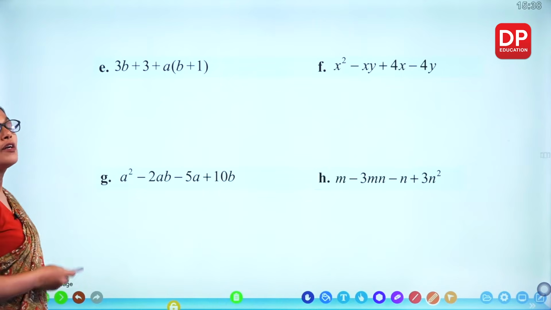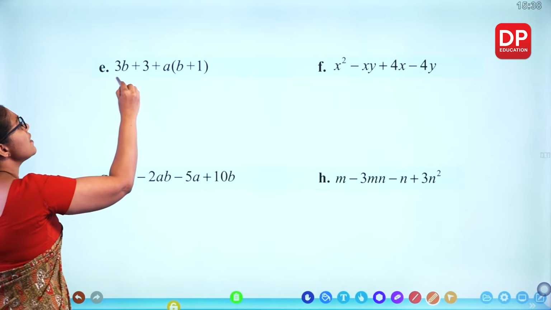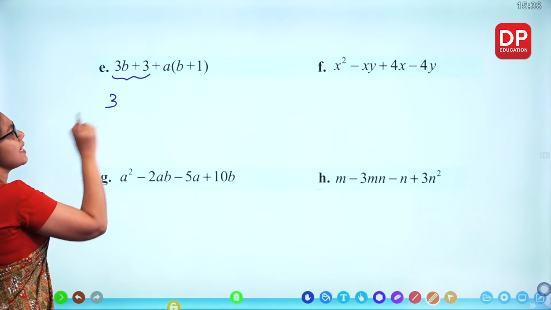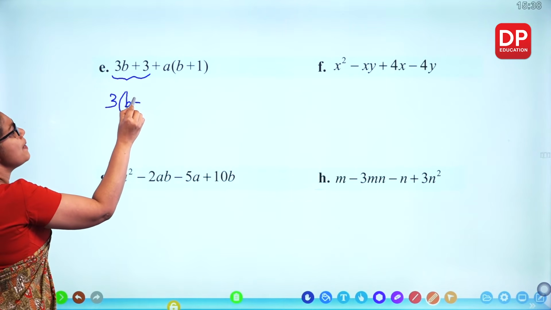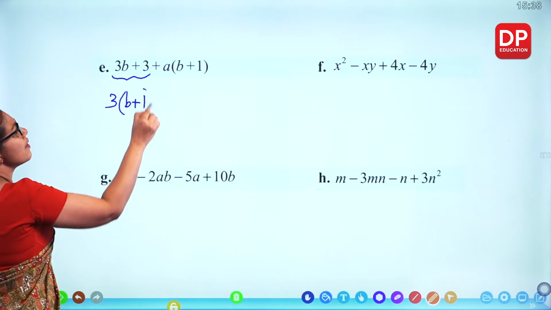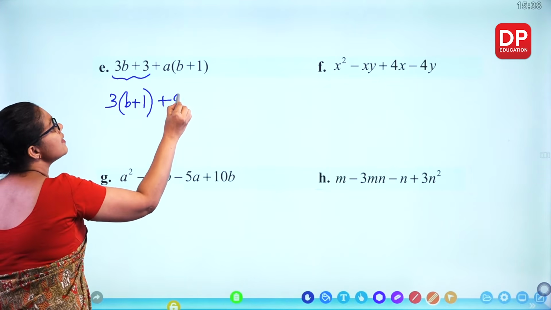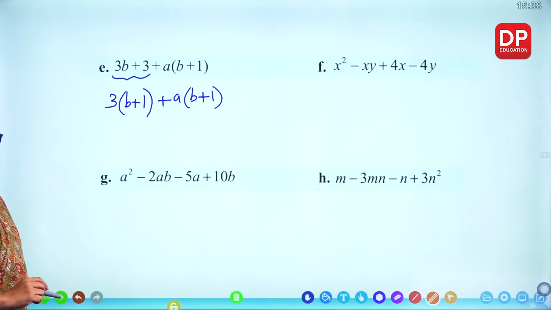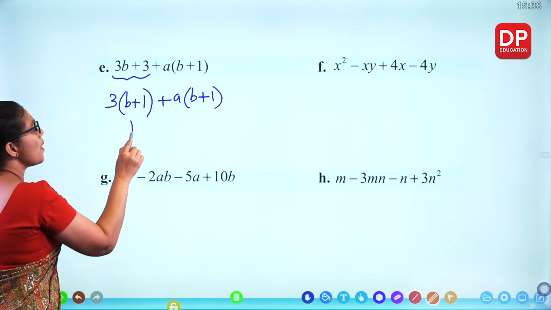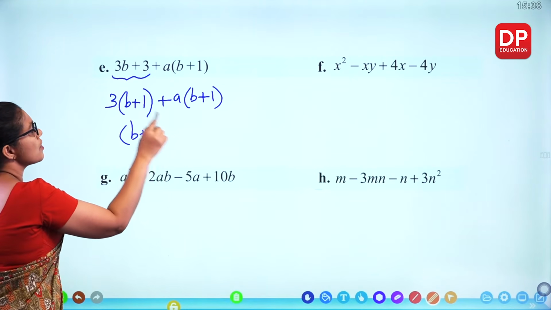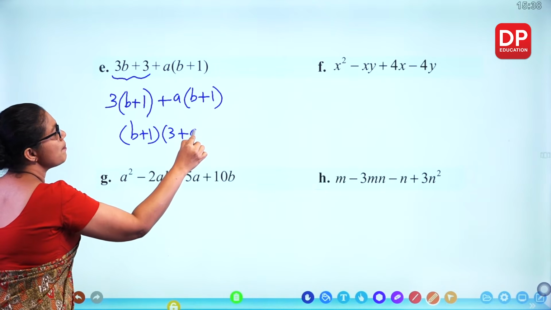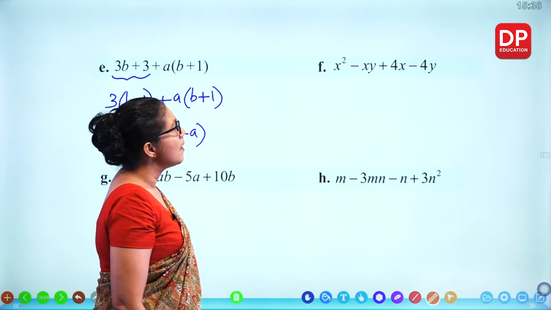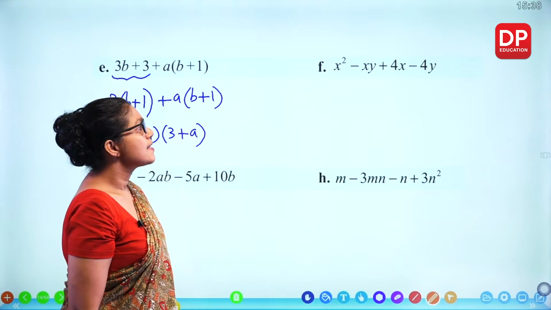Now we'll look at the next part. Here also not factorized. So what's the first thing you can do? Factorize. So 3 is common. Take it out. What's remaining? b plus 1. Then you can write this expression as it is. And now look at the common factors. b plus 1 is common. Take it out. What's remaining? 3 plus a.